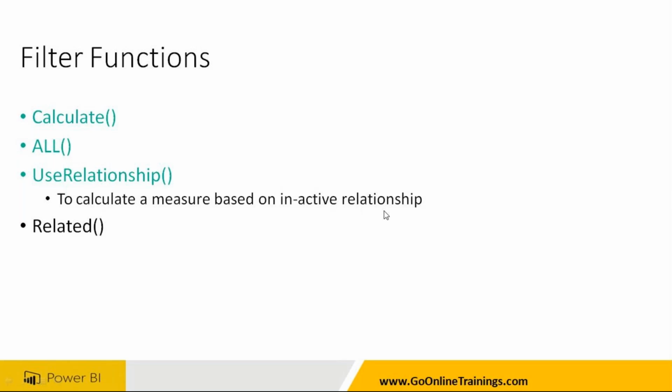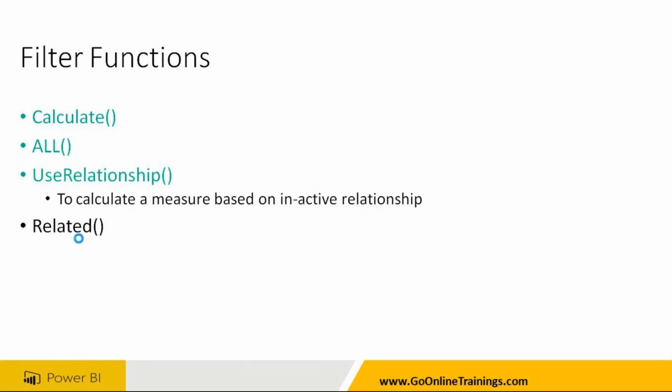Clear? So, we have an inactive relationship. Using that, I'm going to create a measure. What are we going to achieve? Try to get the sales amount based on what? Ship date, right? So USERELATIONSHIP, what is the purpose of this? To calculate a measure based on an inactive relationship. We're going to be using USERELATIONSHIP. Am I clear? The next one is called the RELATED function.